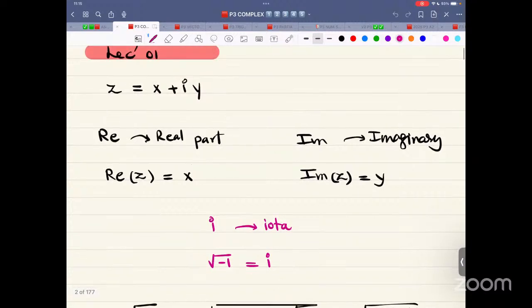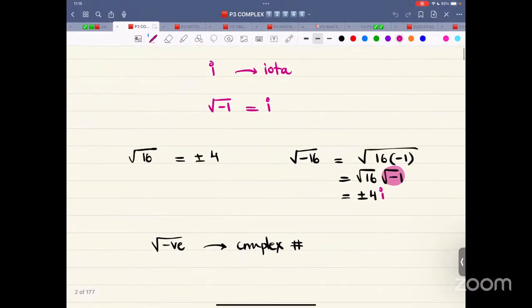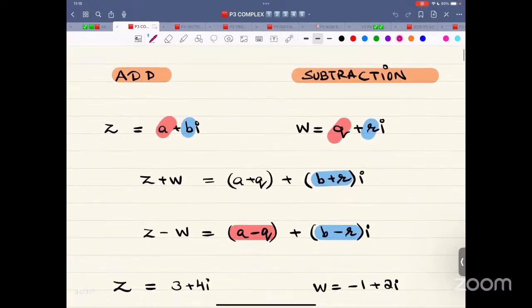So in complex number, we get started with this idea that z is x plus iy. That is the Cartesian form, the algebraic form, the normal form. The real part is x, imaginary part is y. i squared is -1. So therefore, square root of -1 is i. That is where we get started. So a complex number starts with the basic idea of square root of a negative number.